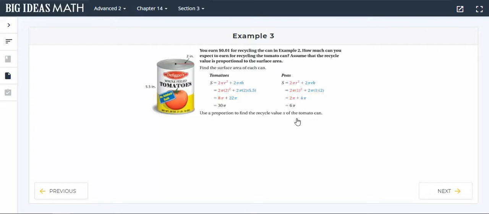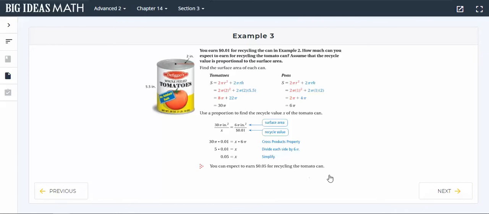So use a proportion to find the recycle value of x of the tomato can. So you put your 30 pi inches squared over your x and your 6 pi over the cent, because you're making a cent for recycling the can in example 2, which is this one. So you want to see a proportional. So you're noticing that 6 times 5 gets you to 30, so this was times 5, so this is times 5. So you're going to get 5 cents for that can if it's proportional to its amount of material that it is made of.